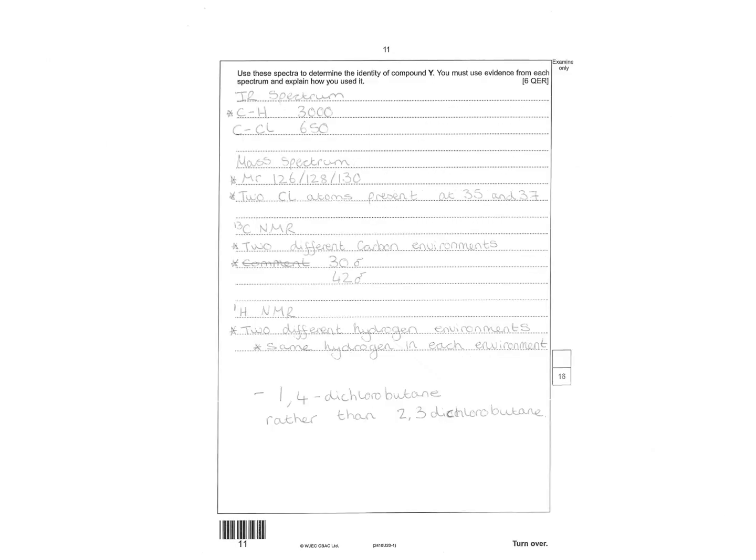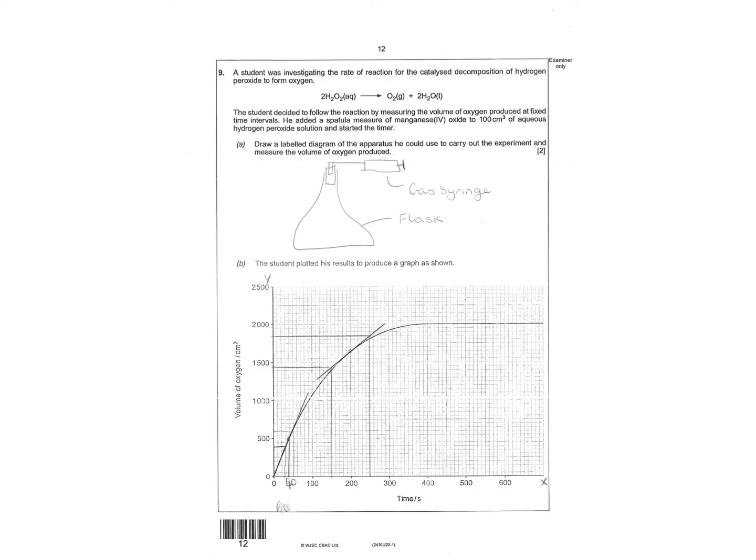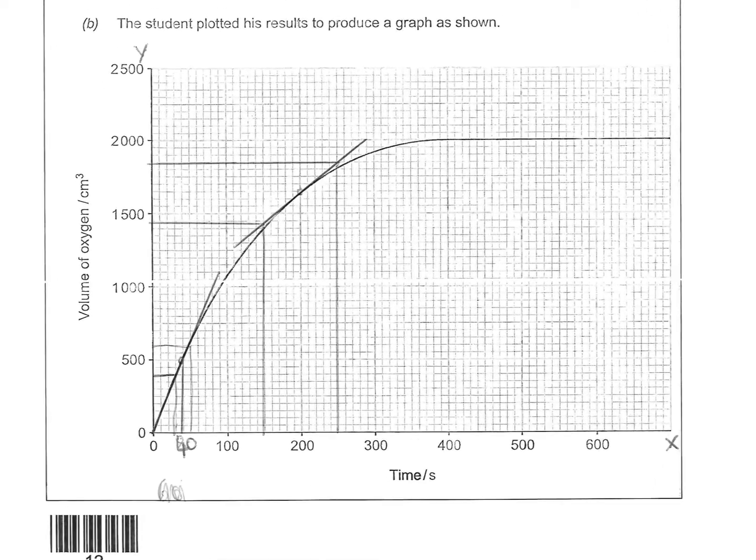And then we don't need that because that's just on the previous page. Really easy question. Draw the apparatus needed to calculate the volume of oxygen produced. And then you had to do 2 different gradient questions on the next page. Just thinking about gradients, guys.